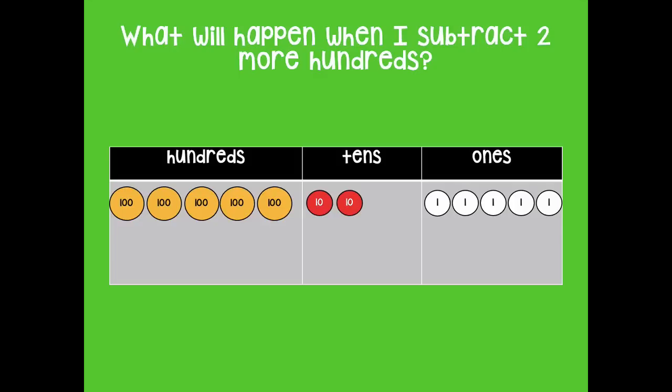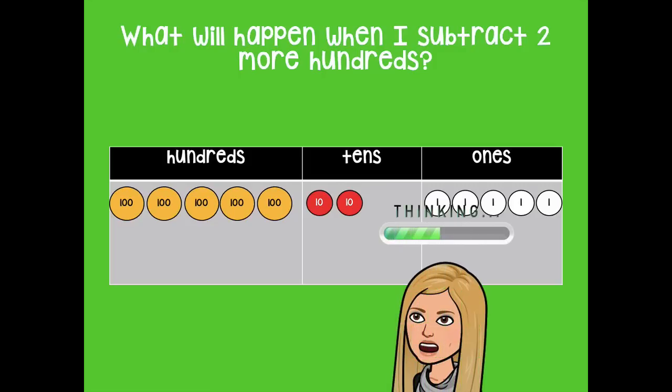So what will happen when I subtract 2 more hundreds? Yeah, we'll have 200 less, right? We can be thinking there's going to be 200 less. We know that the hundreds place is going to change, but the tens and ones will stay the same.